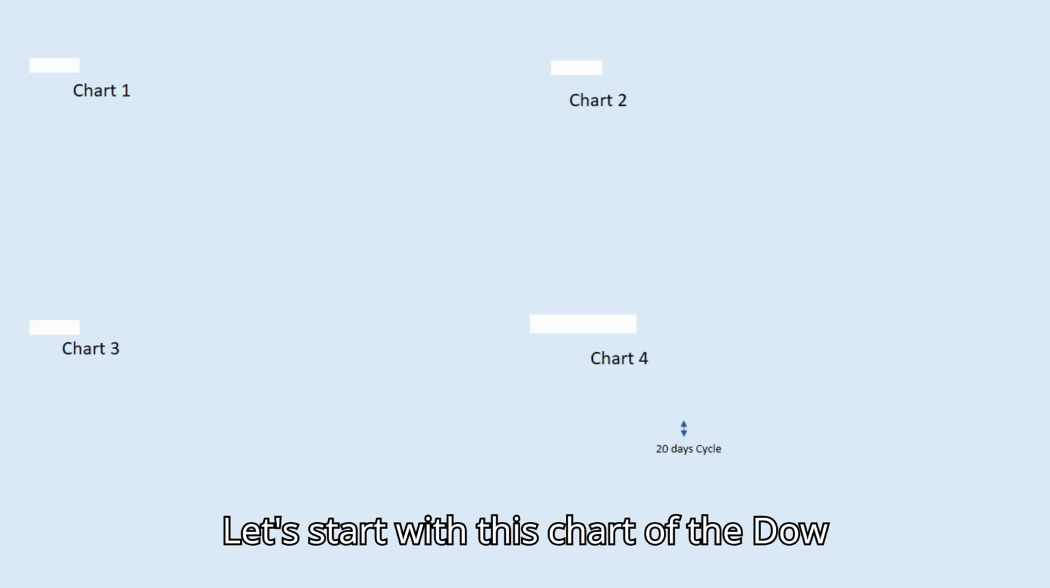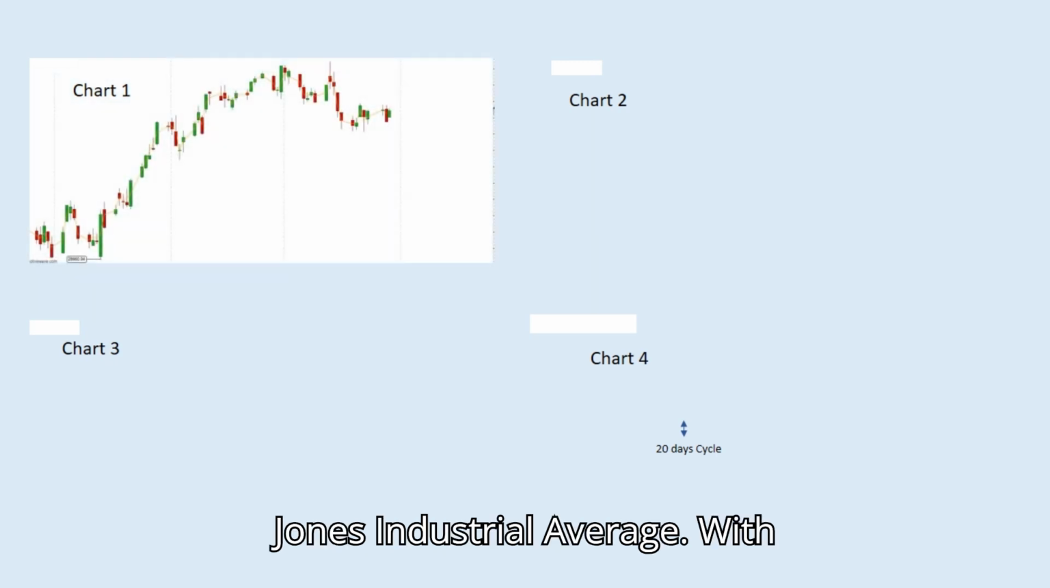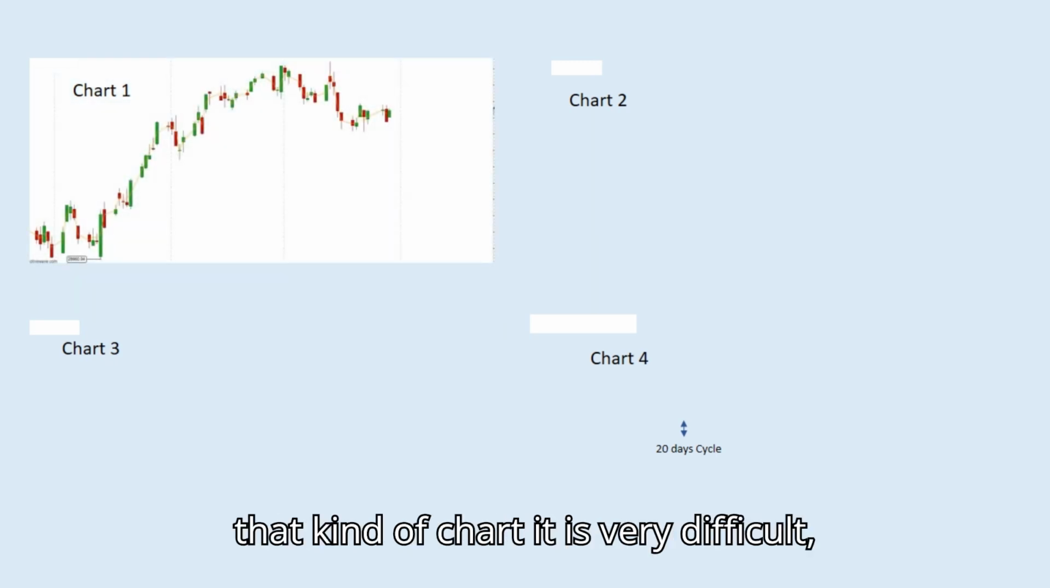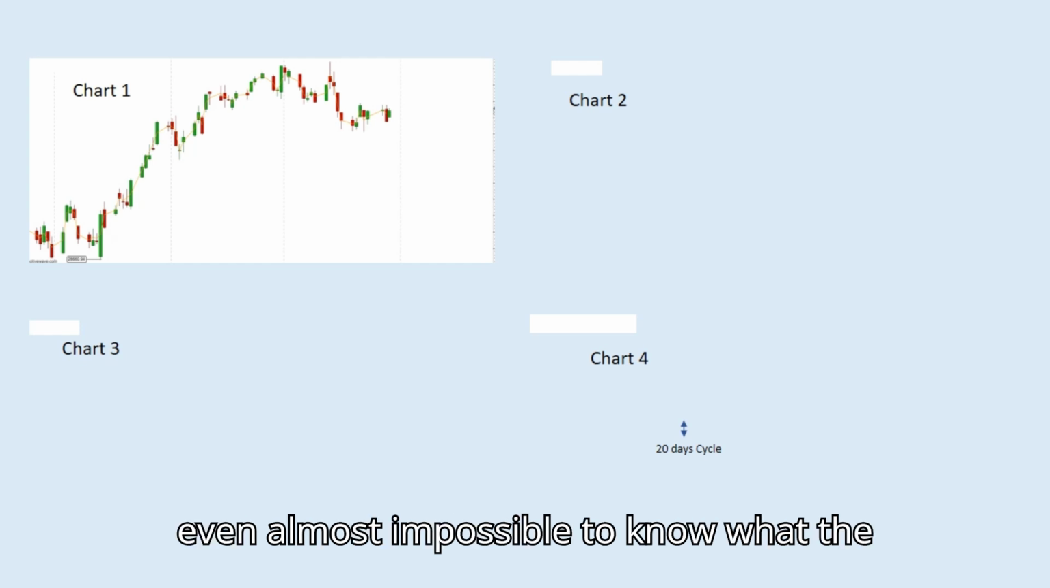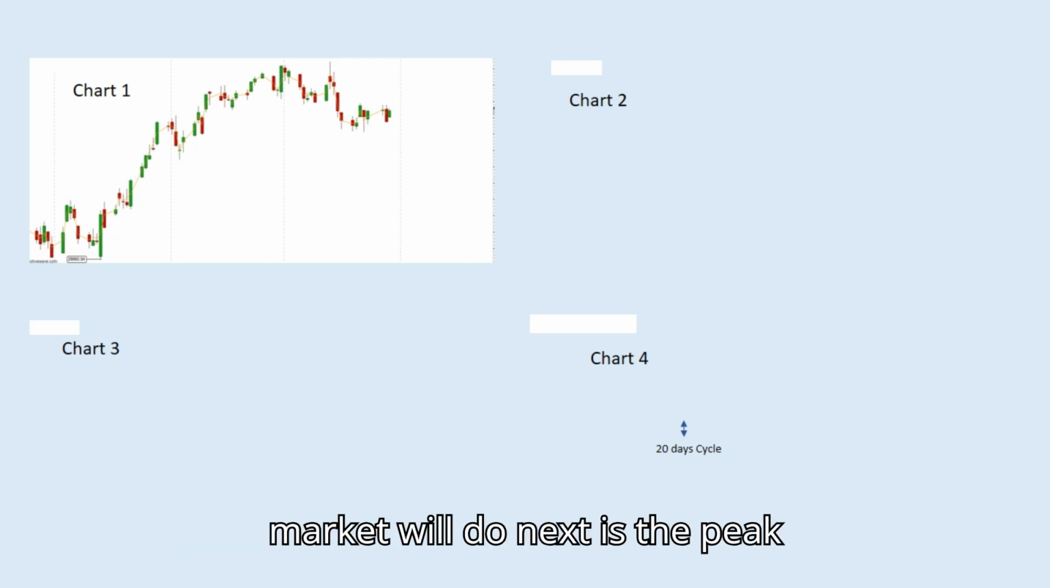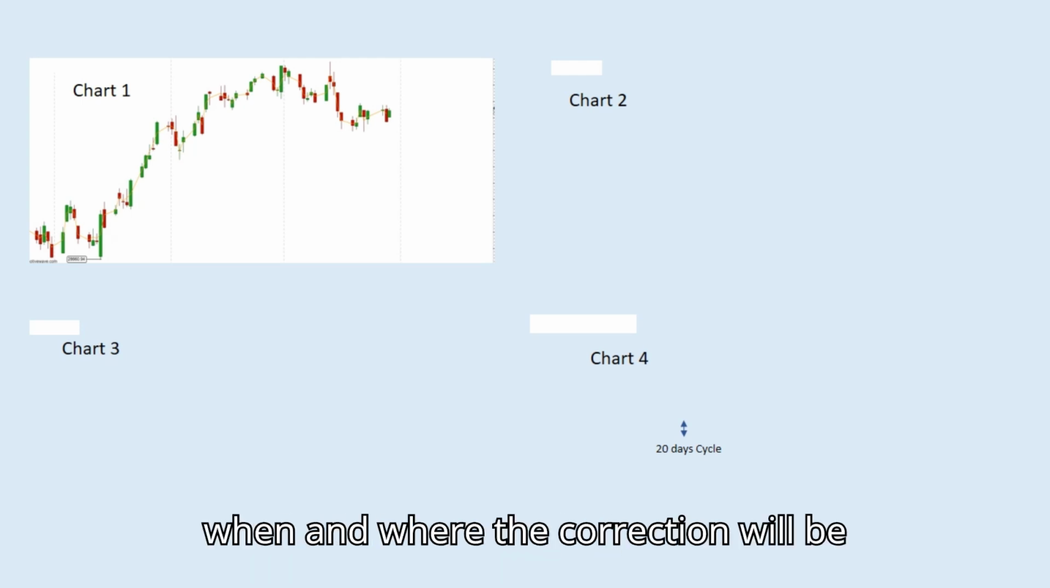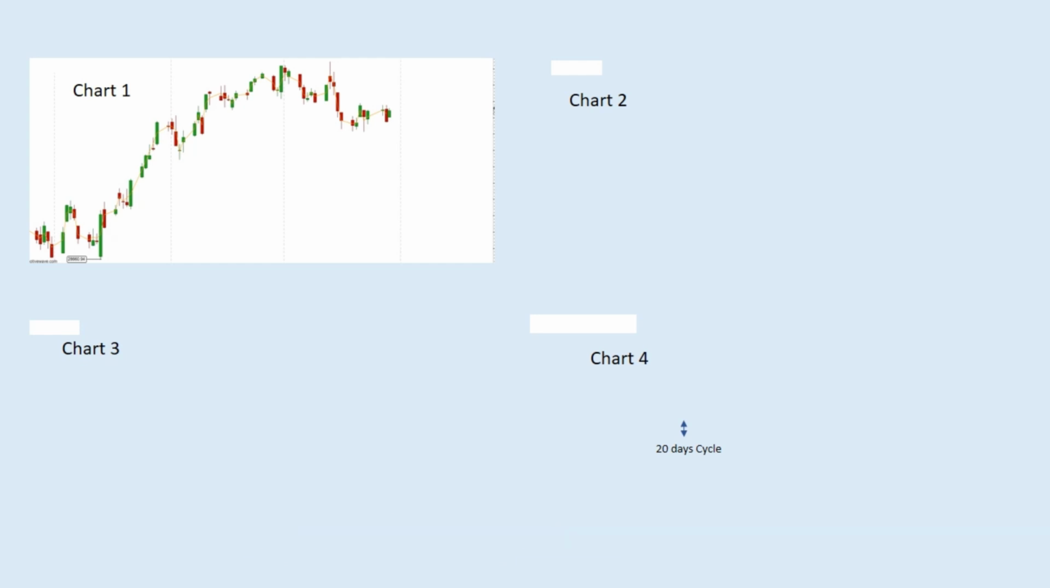Let's start with this chart of the Dow Jones Industrial Average. With that kind of chart, it is very difficult, even almost impossible, to know what the market will do next. Is the peak a minor or major peak? And when and where will the correction be over, and when will the market bottom?